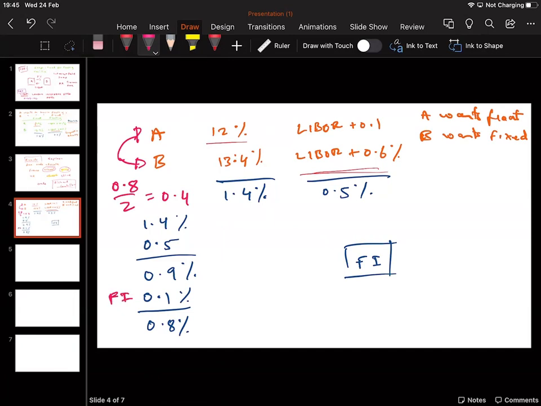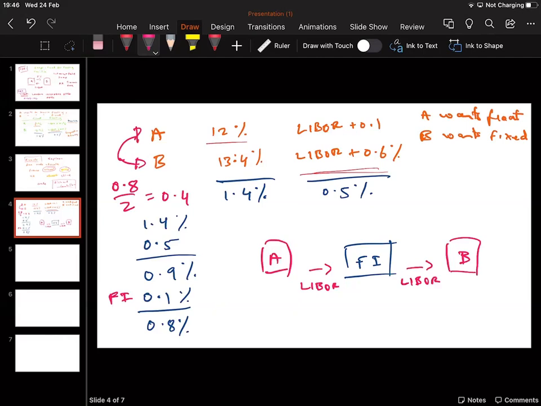Okay, so how do we structure in that respect? How do we then structure the swap? Okay, we could do the following. We could say, let's set up A and B. And we would start off in a perfunctory way. Look, on the floating side, we will pay LIBOR. So A will pay the financial institution LIBOR, and then the financial institution will pass that LIBOR rate on to B. So on the floating side, there's no ambiguity. We simply pay LIBOR and receive LIBOR through the financial institution.